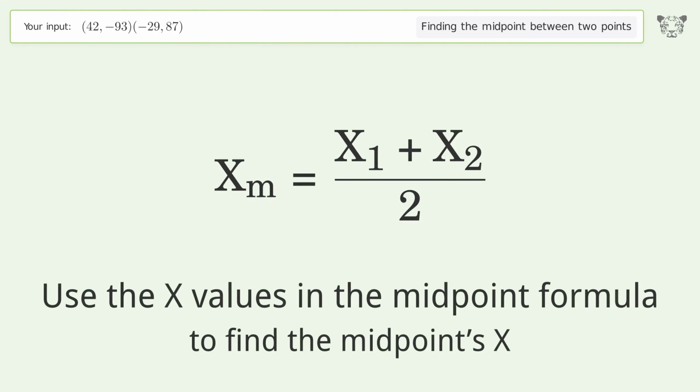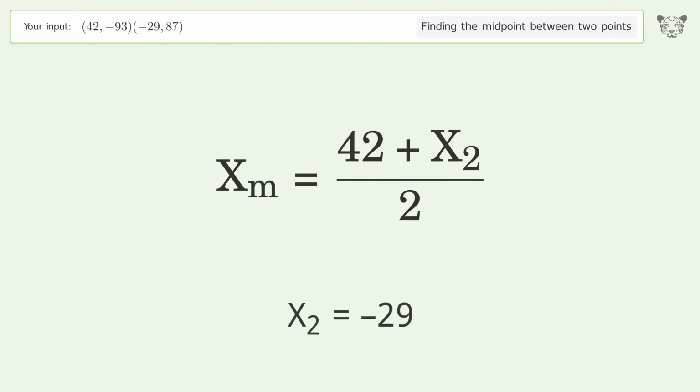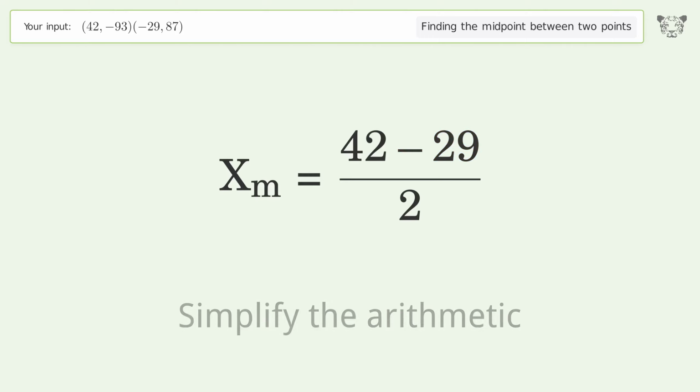Use the x values in the midpoint formula to find the midpoint's x. x1 equals 42. x2 equals -29. Simplify the arithmetic.